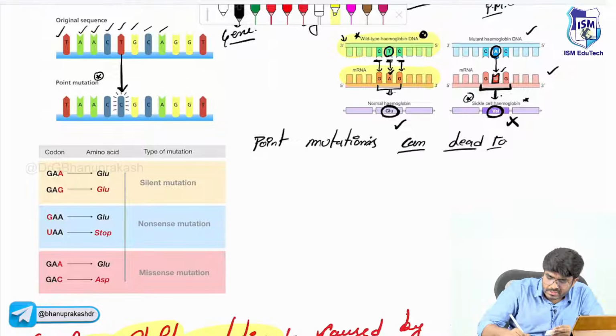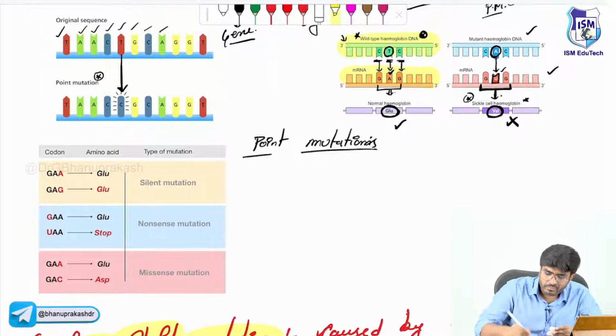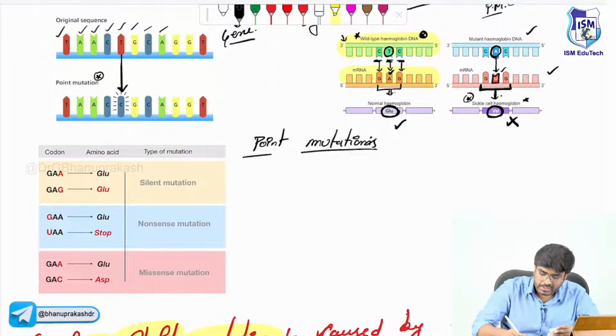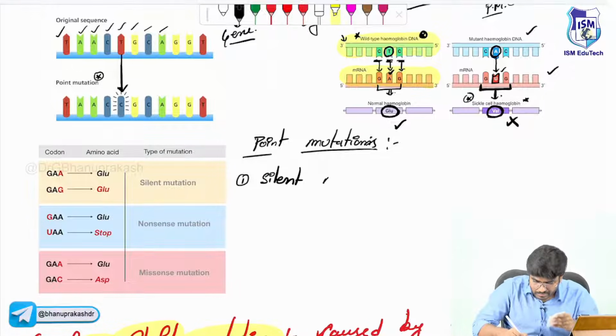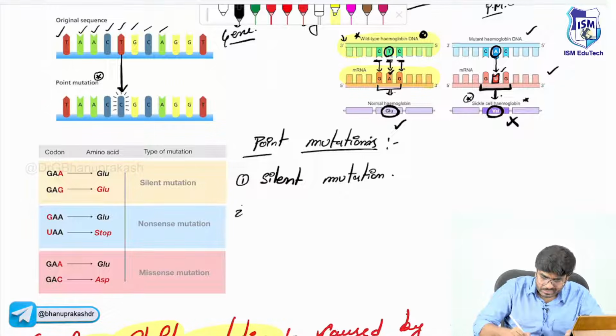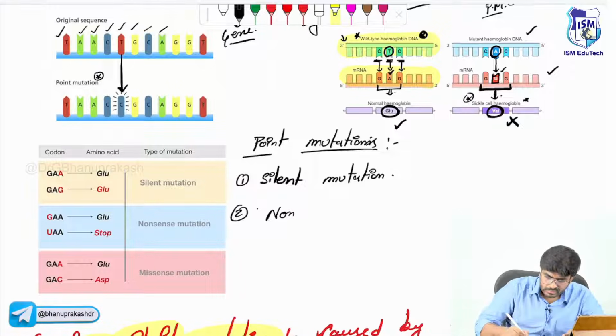Okay, point mutations are of three types. What are they? First type is called silent mutation. Second one, missense mutation. Oh, before telling you nonsense, first let me write missense. And the third type is called nonsense mutation.